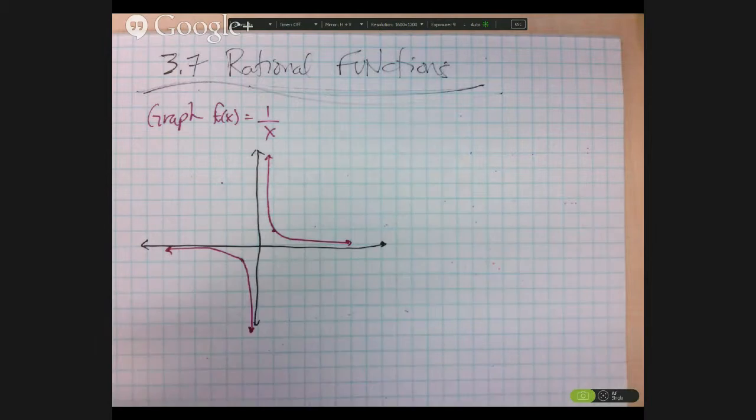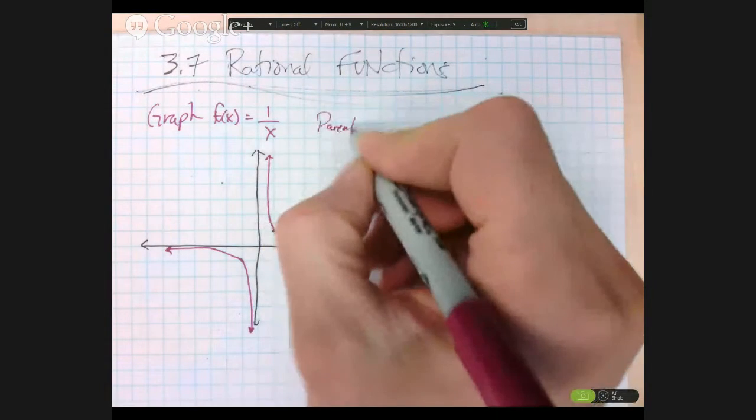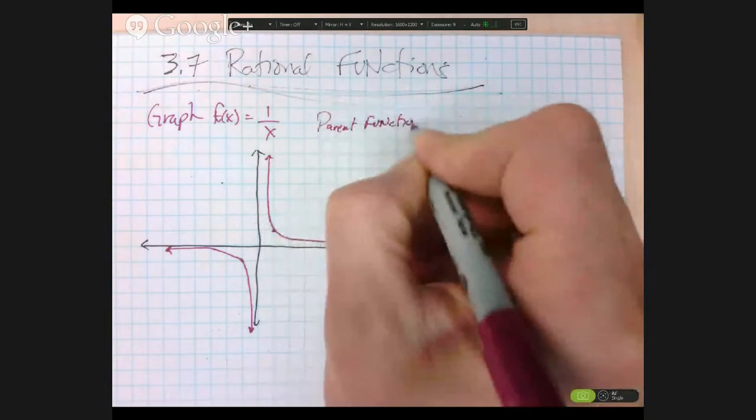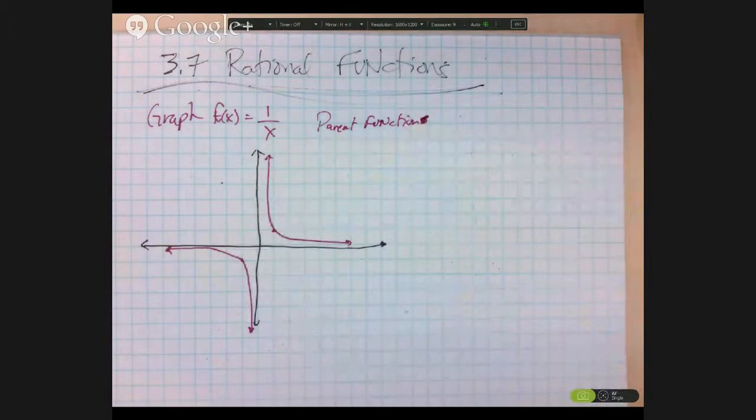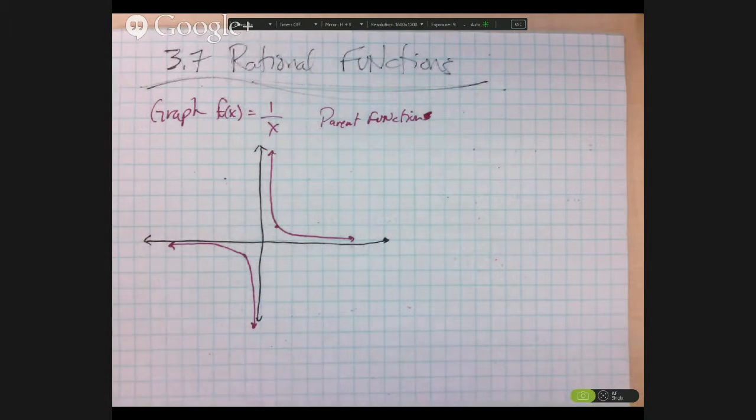So there's the graph. This is a parent function. So first I'm just going to rehash parent functions and what we can do with it. We're going to talk about end behavior. Okay, so some review things that we've been doing. And then we're going to touch on vertical and horizontal asymptotes and how to actually find those lines.